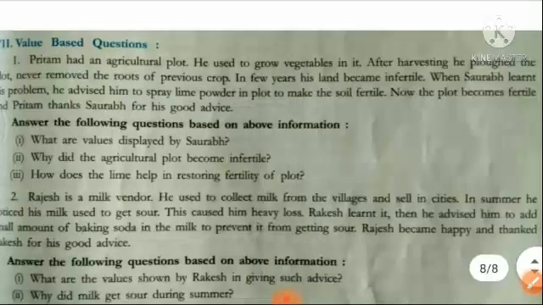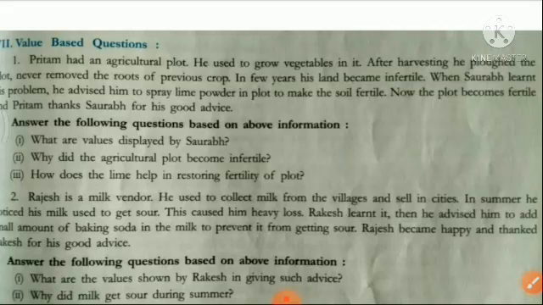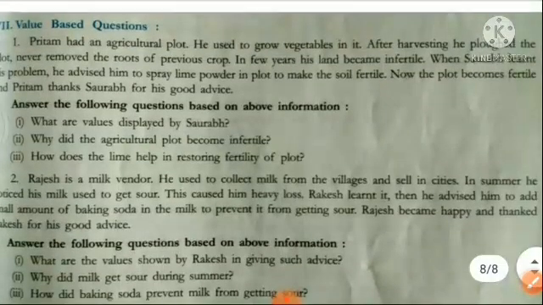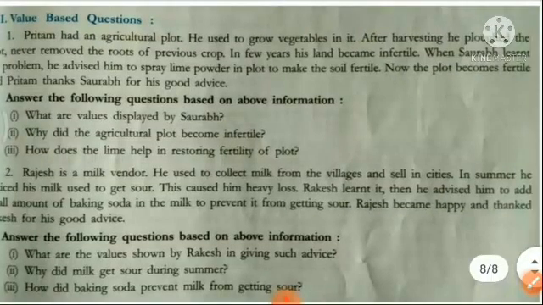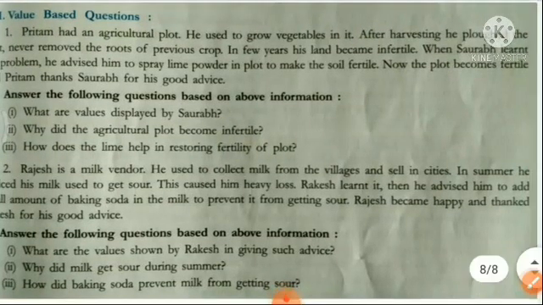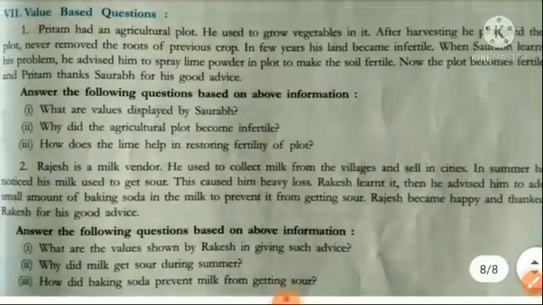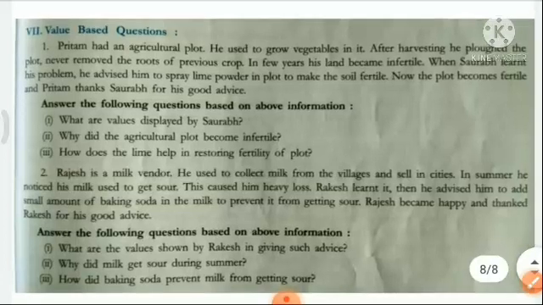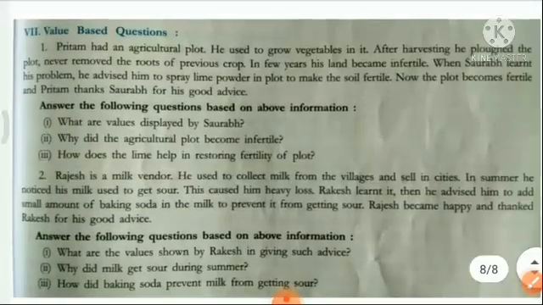So these are some value based questions. Pritam had an agricultural plot. He used to grow vegetables in it. After harvesting, he plowed the plot but never removed the roots of the previous crop. In a few years, his land became infertile. When Saurav learned of his problem, he advised him to spray lime powder on the plot to make the soil fertile. Now the plot becomes fertile, and Pritam thanks Saurav for his good advice.